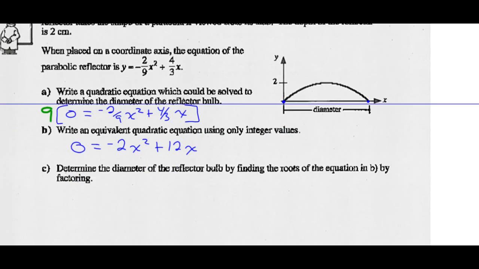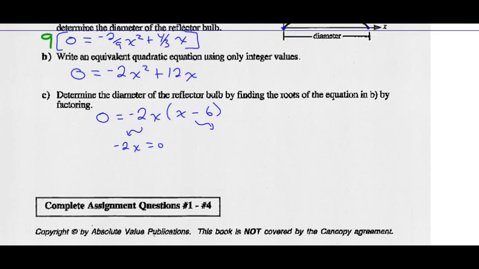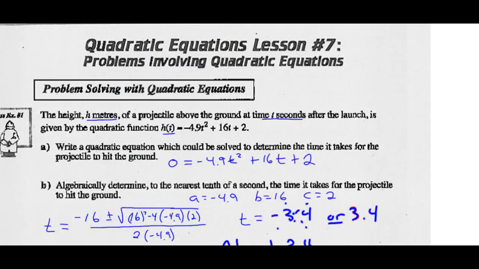Part C, determine the diameter of the reflector bulb by finding the roots of the equation in B, by factoring. So 0 equals, take out a common factor of negative 2x. I'm left with x minus 6. And now I can set each factor equal to 0. So negative 2x equals 0, or x equals 0. That's one solution. Here, x minus 6 equals 0, or x equals 6. That's the other solution. So those are our two x-intercepts.